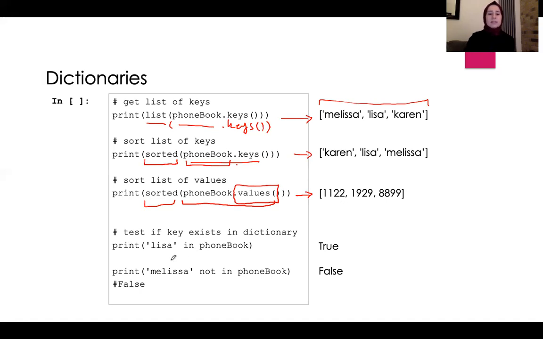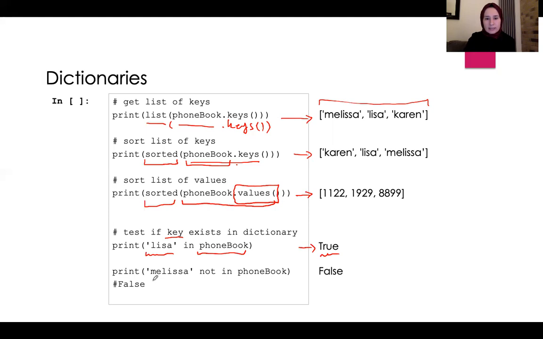It is also possible to check if a key exists in your dictionary. For example, if you want to check if Lisa is in your phone book, this is the name of your dictionary, and if this is the case, it will return true, right? As Lisa is in this dictionary, it returned true for us.